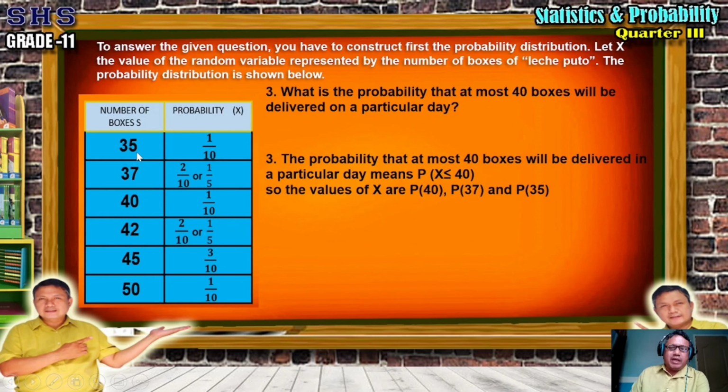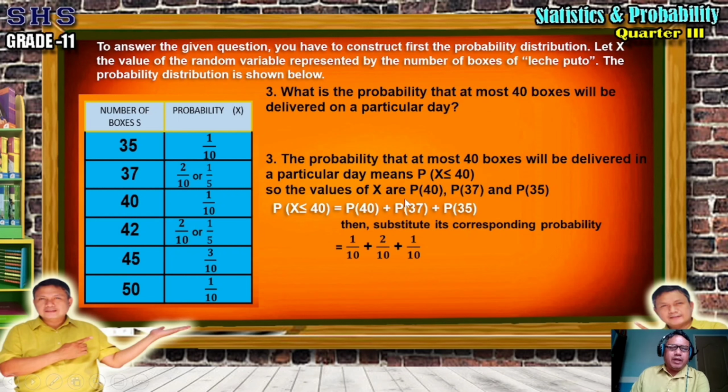So, ibig sabihin, kasama si 40 at yung mga value na mas mababa kay 40. So, we have 37 and 35. Kaya ang hahanapin natin ay P of 40, P of 37, and P of 35. Again, substitute the corresponding probability. For P of 40, we have 1 over 10. P of 37, we have 2 over 10. And lastly, P of 35 is 1 over 10. Pag inadd natin, 1 plus 2 plus 1, 4. 4 over 10 or 2/5 or 0.4. So this is our answer for number 3. Sana po ay maliwanag po ang ating example number 3.